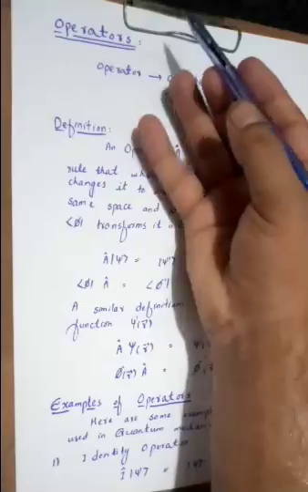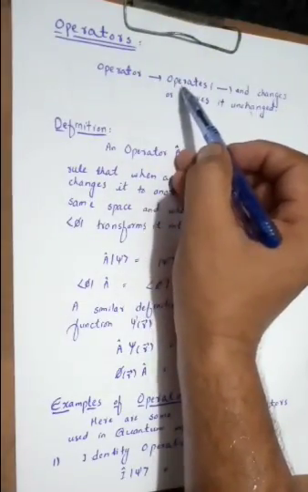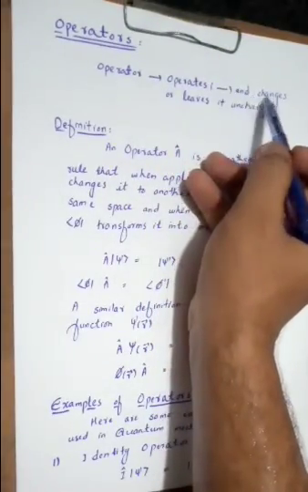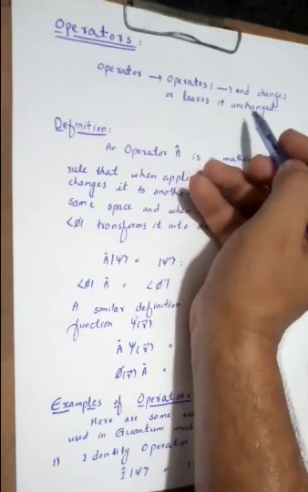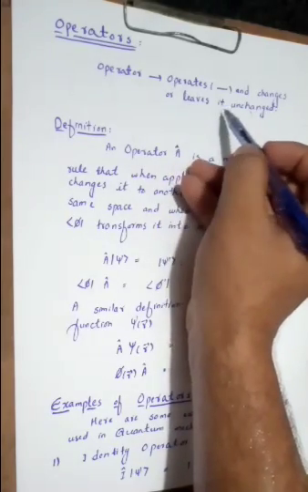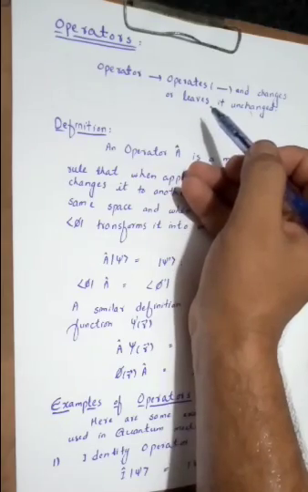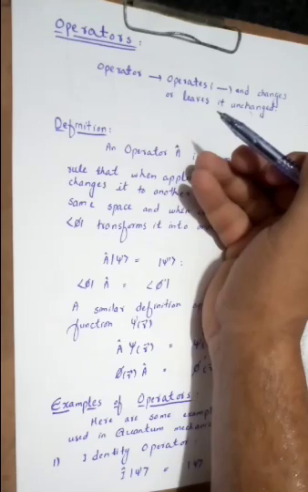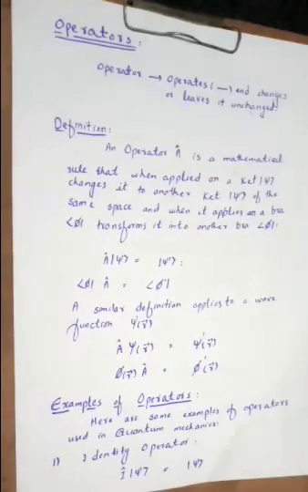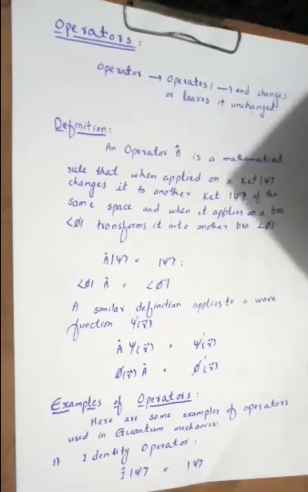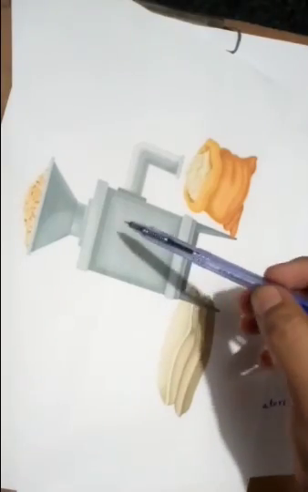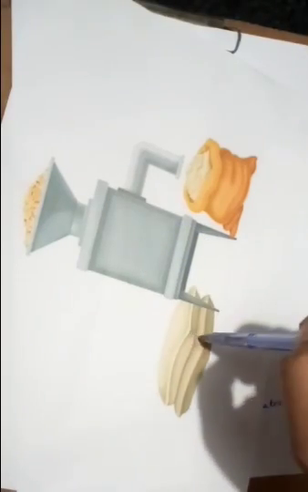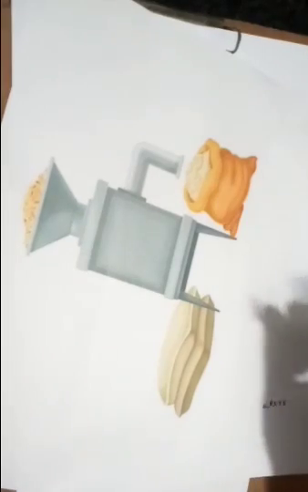In this video we will learn about the most important basic topic of quantum mechanics, that is about the operators. An operator is something that operates on anything and changes it or leaves it unchanged. If we ignore the trivial case of identity operators, we can say that an operator is anything that brings a change. We can relate it to a very common example of our daily life, that is a flour milling machine, in which this machine operates on the wheat and converts it into flour.